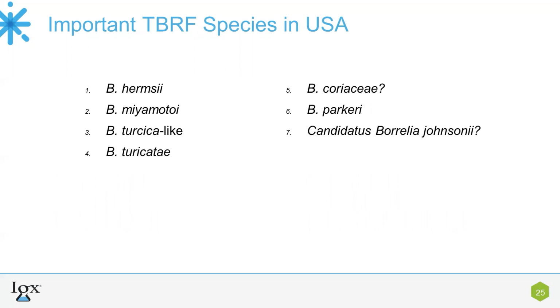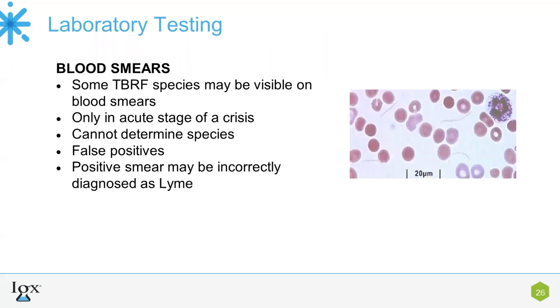Luckily, in the United States, we don't have all of those that we can say are big clinical problems. What we've seen so far based on advanced testing are the 7 here. Number 7 has a question mark because it's not really sure whether this is its separate species or a subspecies, a strain of one of the others, and that's being debated right now. Now, how do you test for this?